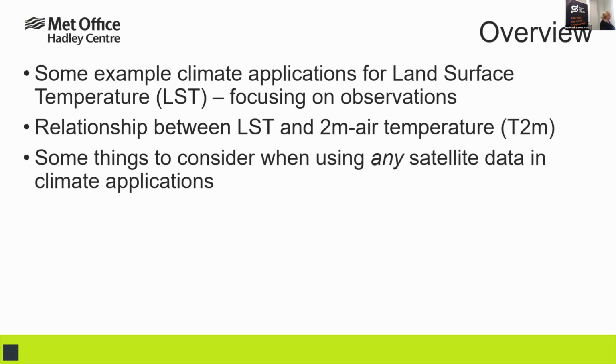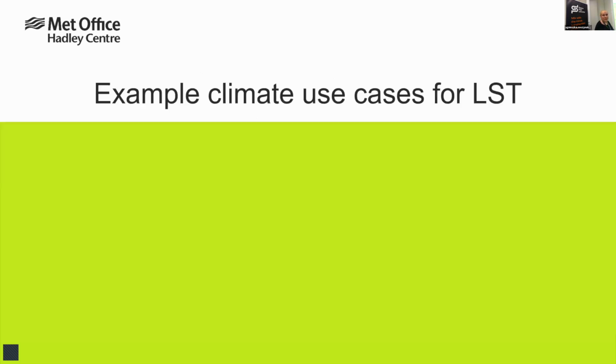So I'm going to talk about three parts of my presentation. Firstly, I'm going to give some example climate applications for land surface temperature data, or LST, focusing on observations. And then I'm going to talk about the relationship between LST and 2-metre air temperature, which is quite a hot topic and something Anestra and Jem wanted me to cover in this talk. And then finally, talk about some generalised things to consider when using any satellite data for climate applications.